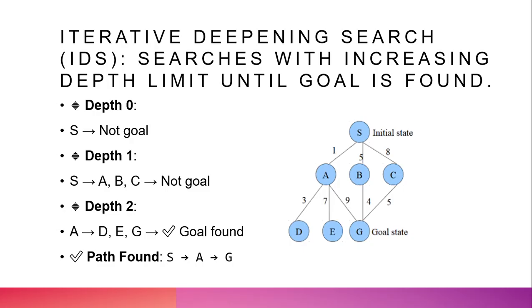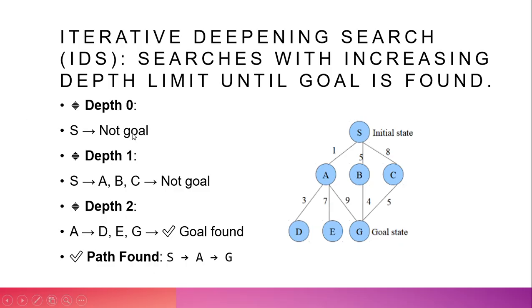Next search algorithm is iterative deepening depth first search algorithm, that is IDS. It searches with the increasing depth limit until the goal is found. So again, same graph we are using. S is the start node, G is the goal node. It will start with the depth as 0. So initial value for the depth variable will be 0.